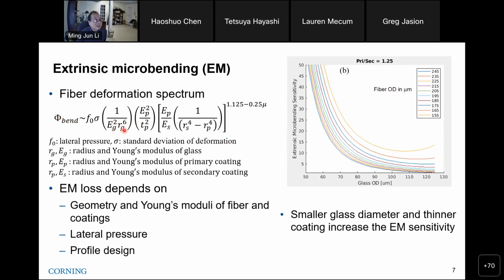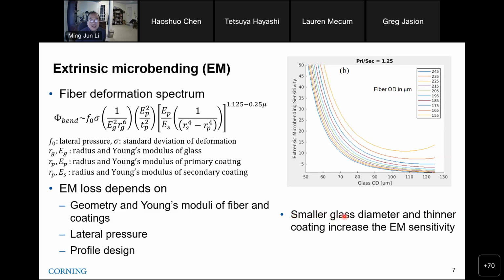One is the glass diameter and Young's modulus. The second most important parameter is the primary coating Young's modulus and thickness. The graph on the right shows the model of the extrinsic microbending sensitivity. It's clear that a smaller glass diameter and a thinner coating increase the extrinsic microbending.